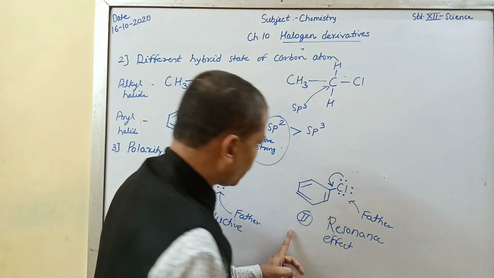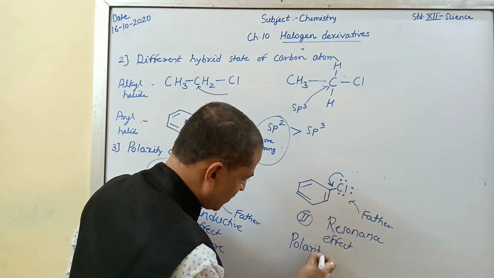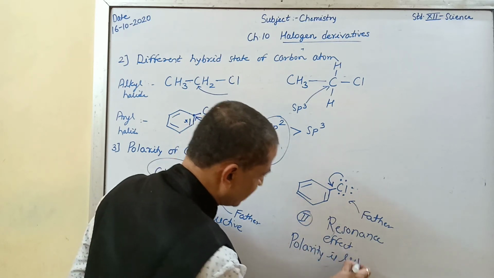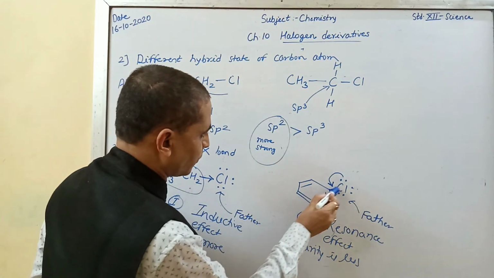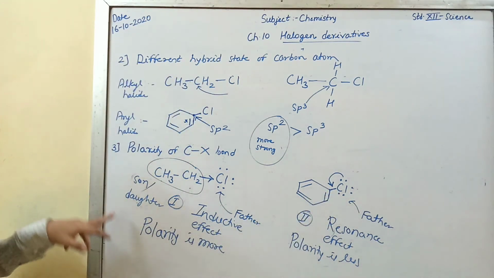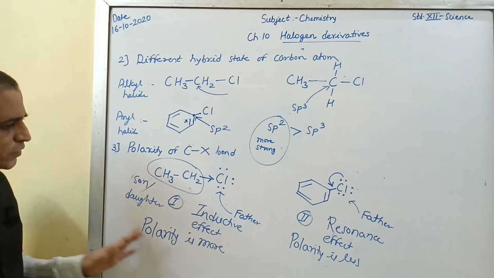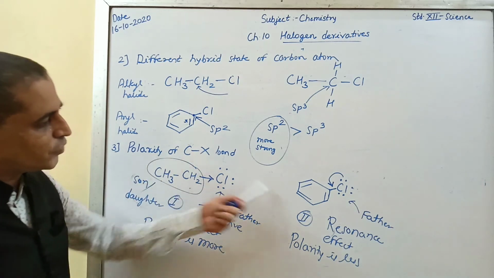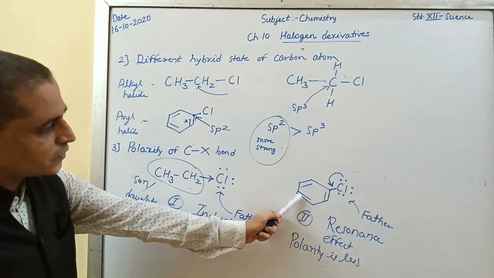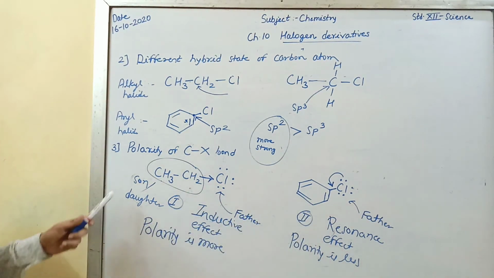But in the case of chlorobenzene, what happens? Polarity is reduced. Polarity is less, so it is very difficult to break the C-Cl bond. You know, more polarity means a weaker bond. So this is one reason why aryl halides are less reactive towards nucleophilic substitution reactions.